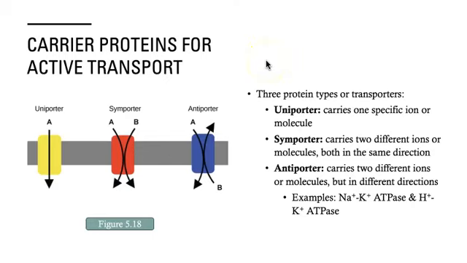We've got 3 protein types. We didn't discuss this one. This is a uniporter, meaning that it's only helping one specific ion move through. Remember, our symporter is carrying 2 ions or molecules in the same direction, whereas the antiporter, the example of our sodium-potassium pump, is carrying 2 different ions or molecules in different directions.